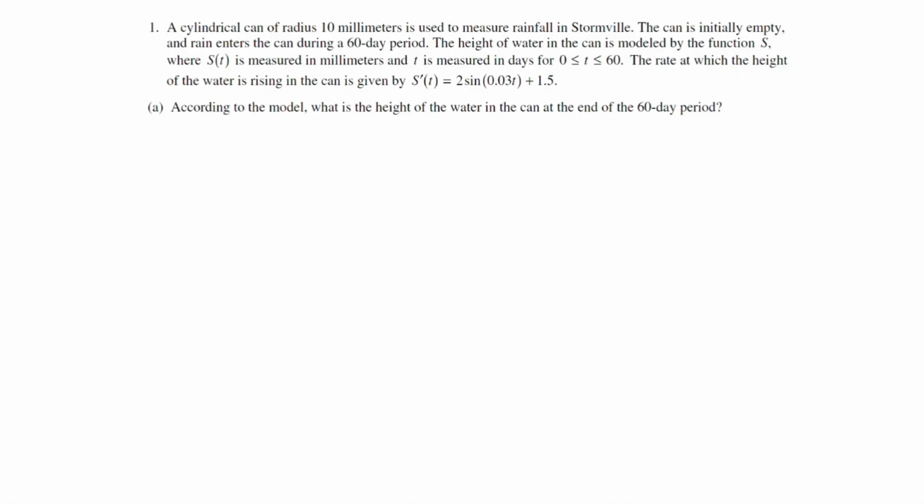All right, this is question number 1 from Form B of the 2011 AP Calculus AB exam. It's a rate question. We've got a cylindrical can with a radius of 10 millimeters measuring rainfall. Initially, it's empty, and rain is going to enter between t equals 0 and t equals 60. The height of the water is measured by s of t, and the rate at which that height is rising is given by s prime of t, 2 sine of 0.03 t plus 1.5.